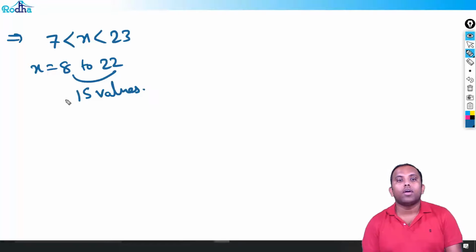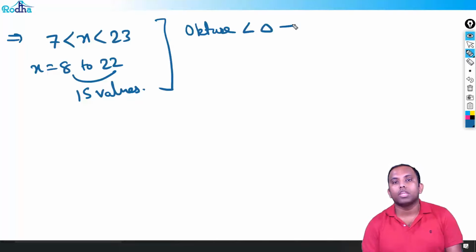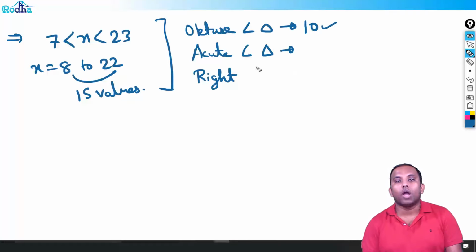Now, out of those 15 values, I got 10 obtuse angle triangles. So can you find the number of acute angle triangles as well as right angle triangles? In the last question, how many obtuse angle triangles did we get? 10, right? How many acute angle triangles? How many right angle triangles?